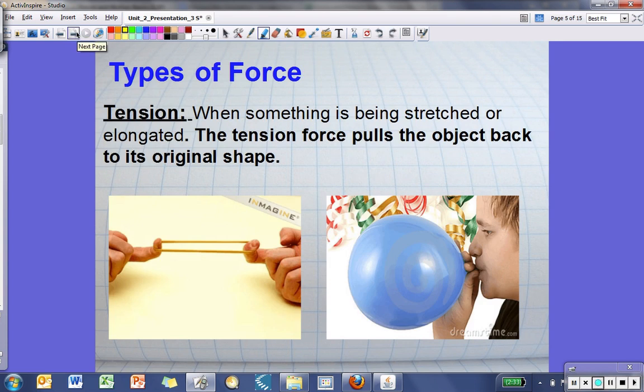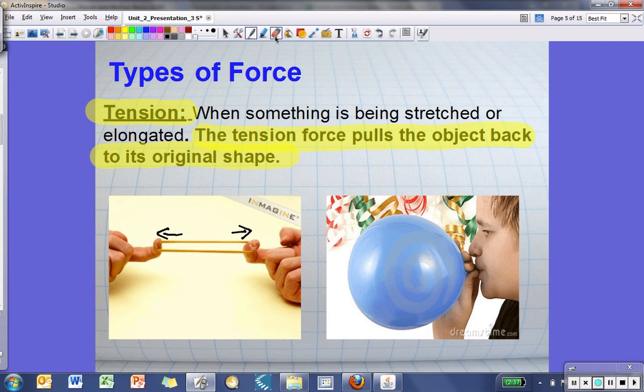Okay. Tension. These are tricky, because in this next slide we're going to talk about tension and compression. Tension is when something is being stretched out, like when you stretch a rubber band. The big thing you want to understand is that the tension force is what pulls the object back to its original shape. Let's look at the first picture, which shows a person pulling a rubber band. Most people think the tension force is going outwards because you see the rubber band stretching, but that's not actually tension. That's you pulling on the rubber band, so that's actually applied force.